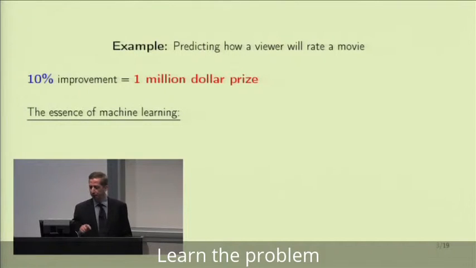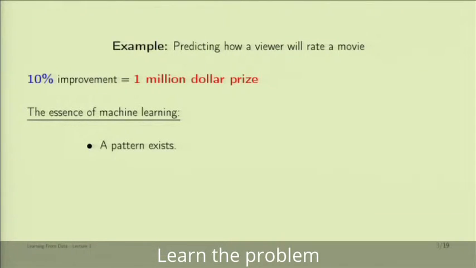What are the 3? The first one is that a pattern exists. If a pattern didn't exist, there would be nothing to look for. So what is the pattern here? There is no question that the way a person rates a movie is related to how they rated other movies, and is also related to how other people rated that movie. We know that much. So there is a pattern to be discovered.